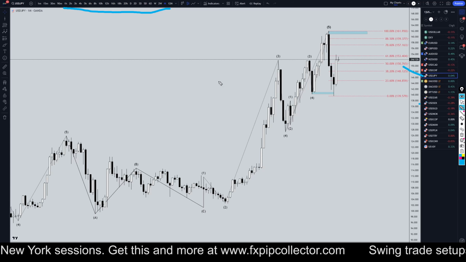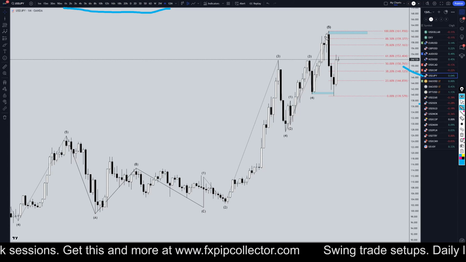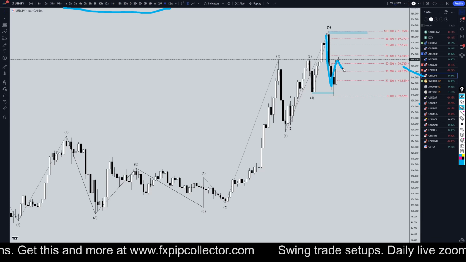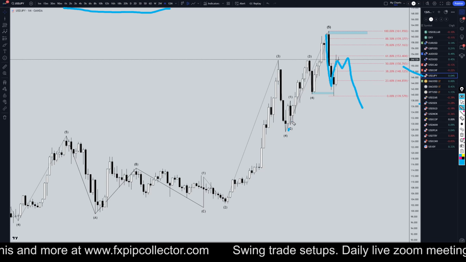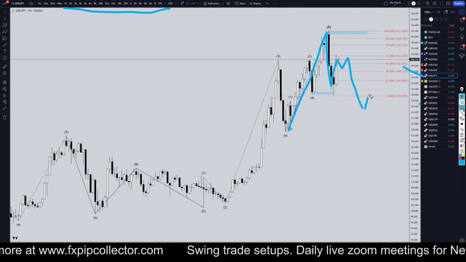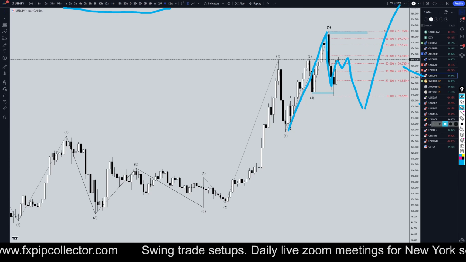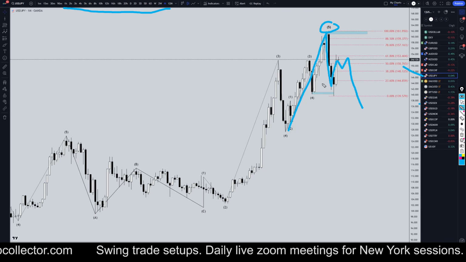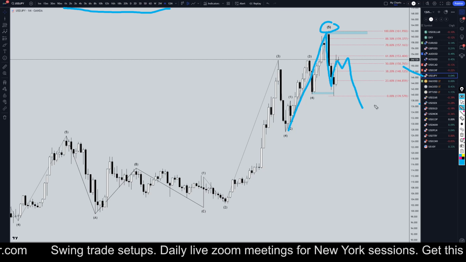So in a way, we definitely do still have a couple options. Option number one, I think, is that this is an ABC correction to the last 5 waves up, and it makes 3 waves down and then turns back up. Option number two is that this really is a wave 5 right here, and instead of making an ABC, it's going to look like this.